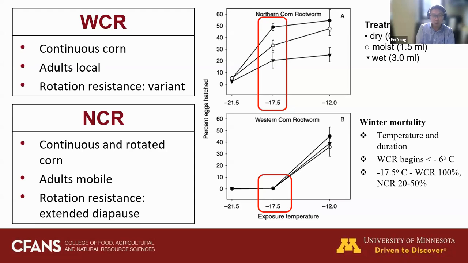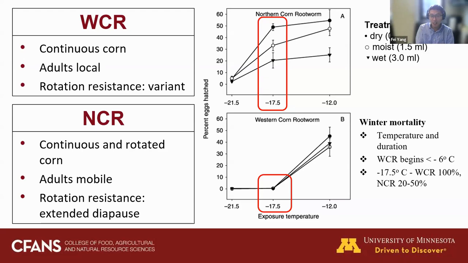And for northern corn rootworm, you can see these in both continuous and also rotated corn fields. Compared to western, these northern adults are more mobile. That means they can travel long distance. So sometimes you can see lots of adults feeding in your corn field. These adults may not originate from this field. They may be coming from other fields.